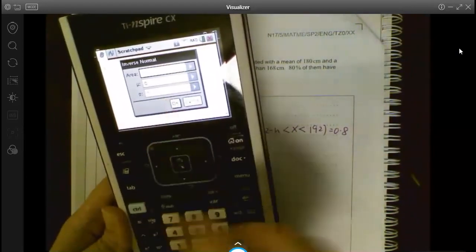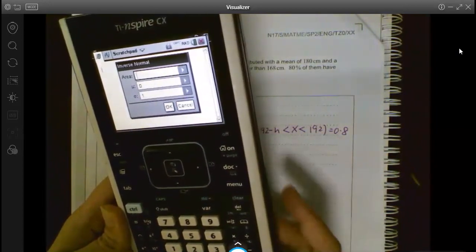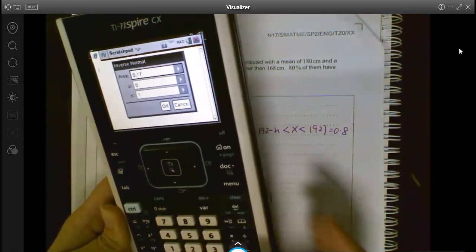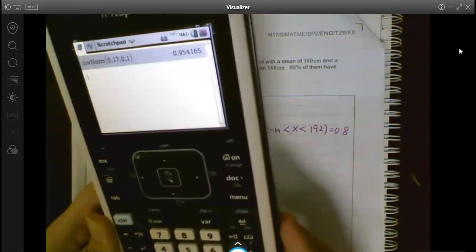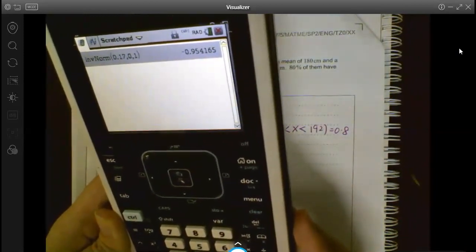There's a glare, I'm so sorry. We will fill in this as I've written just now. So the area, we want 0.17. Go ahead and say okay. So the calculator says it's negative 0.954165.